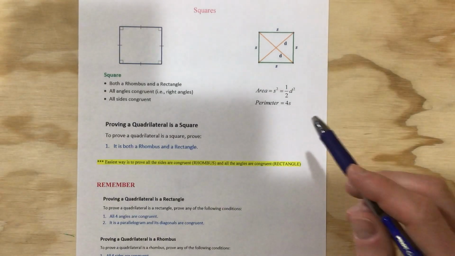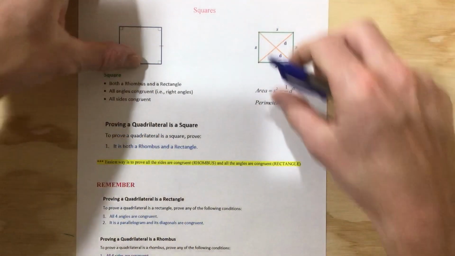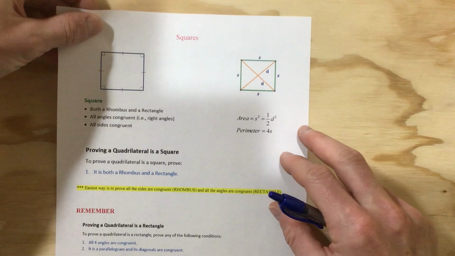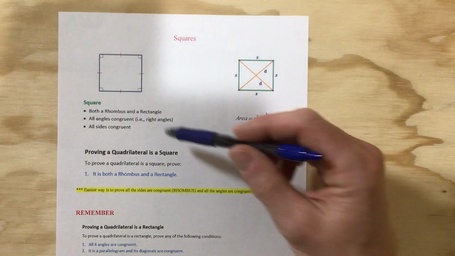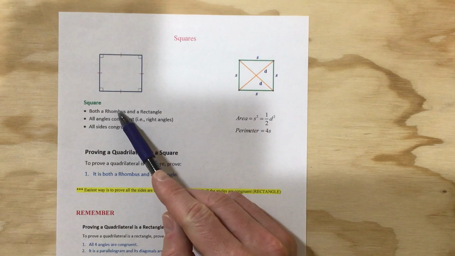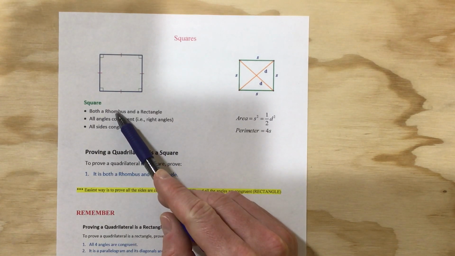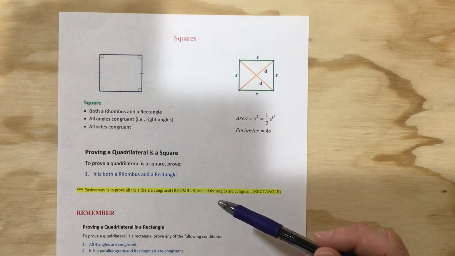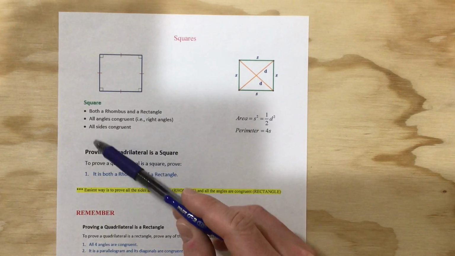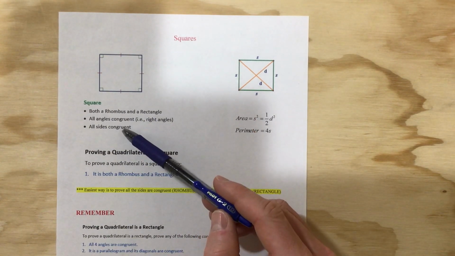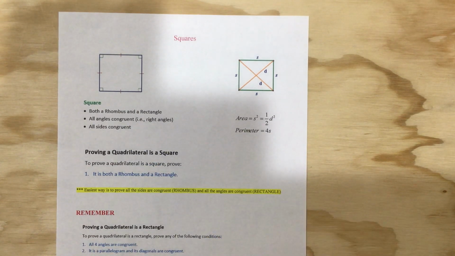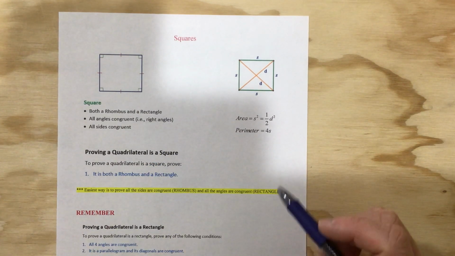Okay, let's look at now a square. So a square is a parallelogram and it's a rectangle, but then it also qualifies as a rhombus, and we can talk about what a rhombus is later. But a square has all angles congruent and all sides congruent. Again, it's got all the things about a parallelogram.